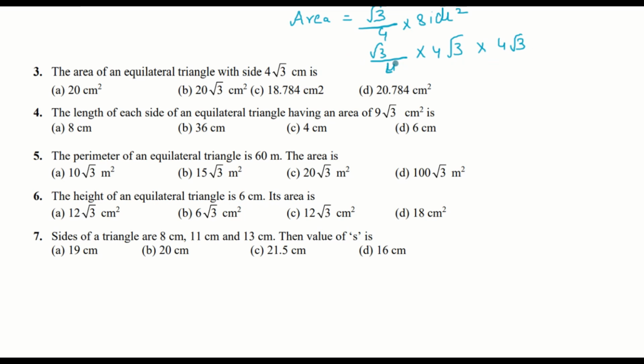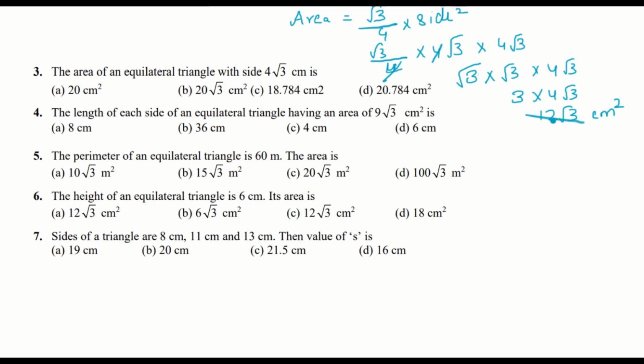Then let's cancel this 4 and this 4, then multiply the remaining. So root 3 into root 3 into 4 root 3, and root 3 and root 3 will become 3. Then 3 4s are 12. 12 root 3 is the area, but that's not in our option.